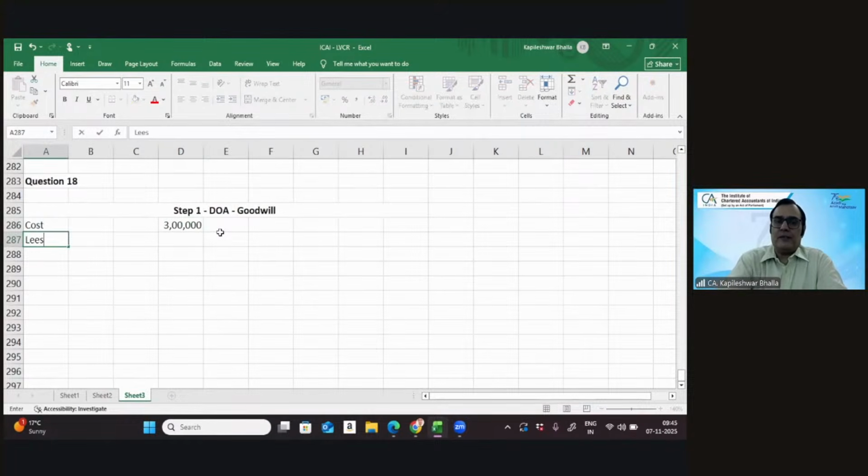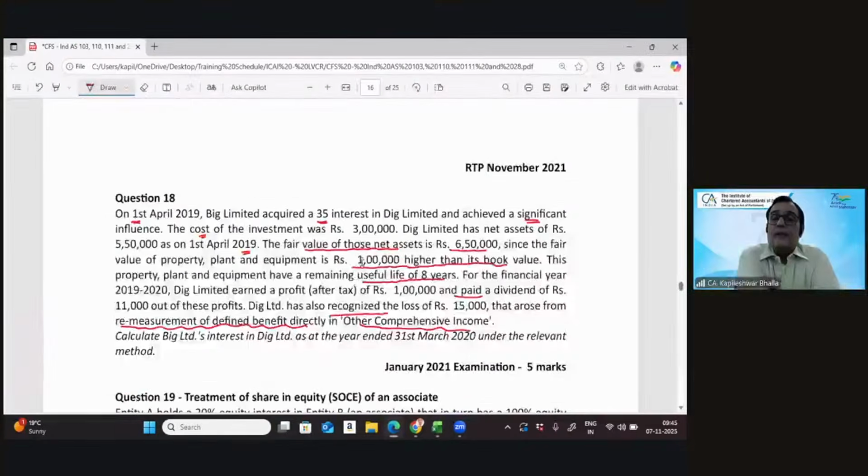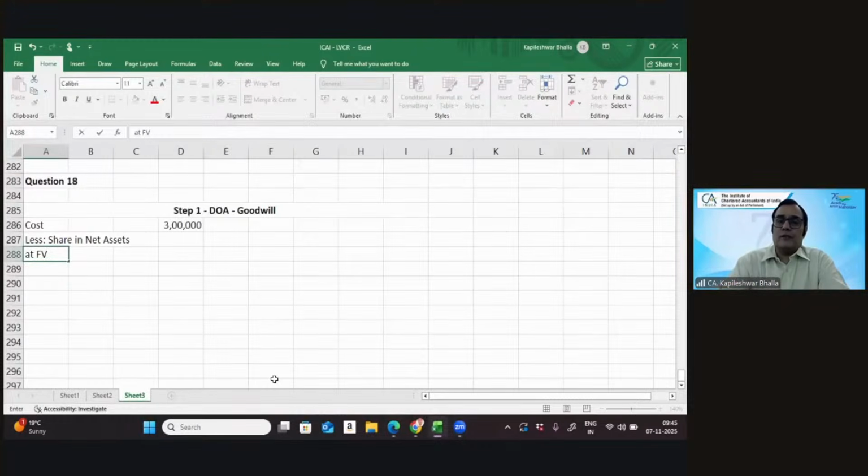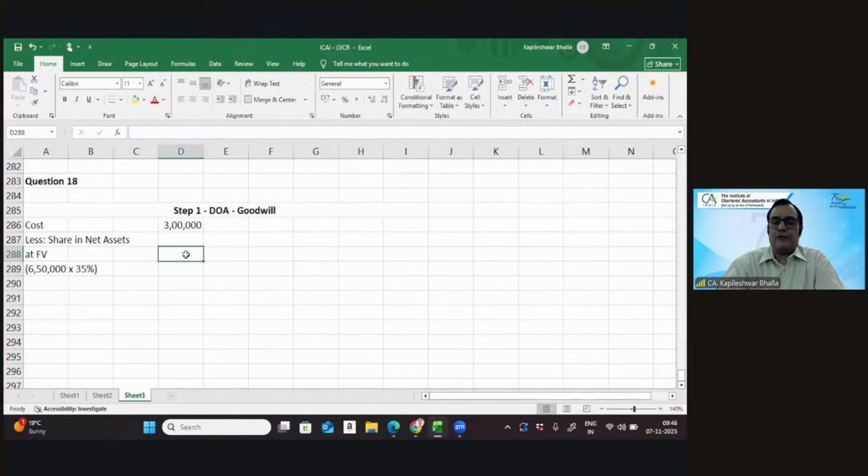And I think we can compare this with what? Share in net assets at fair value or at book value? What do you say? Are you considering the share in net assets at book value or at fair value? Undoubtedly at fair value. That's right. So we need to consider the fair value. Good. So fair value is 6,50,000. So let's calculate 35% stake out of 6,50,000. Let's see, it comes to how much? That I think comes to 227,500, I guess.